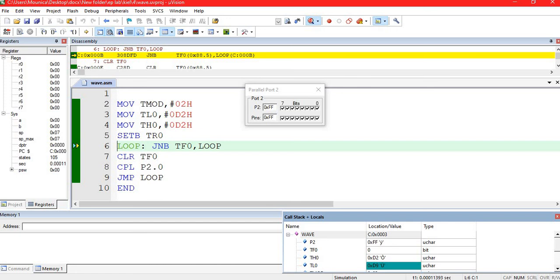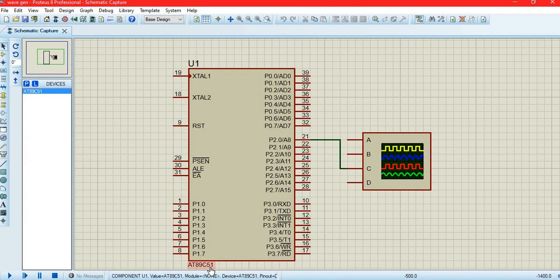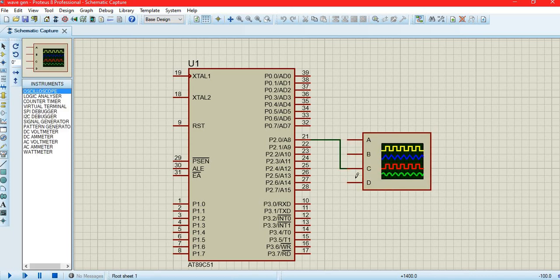Now we will take a look at the Proteus simulation and see how the square wave is generated. In order to generate a square wave, you just need an 8051 microcontroller and an oscilloscope. Here, the oscilloscope consists of 4 channels. You can connect any one of them. We are generating a square wave from the pin P2.0 of the controller. If you click on the play button, the oscilloscope opens automatically and you can view the output.